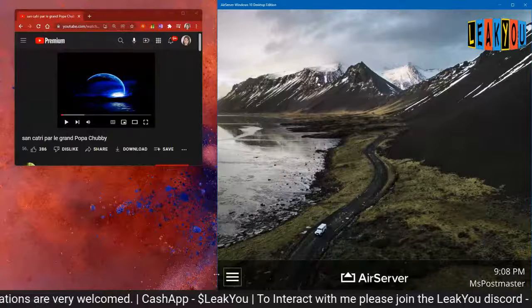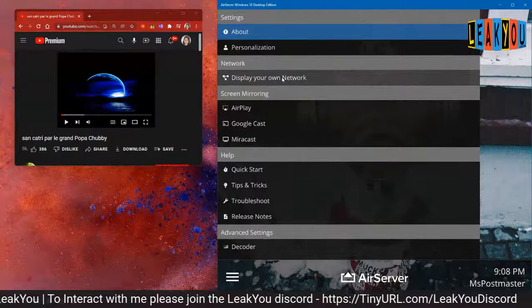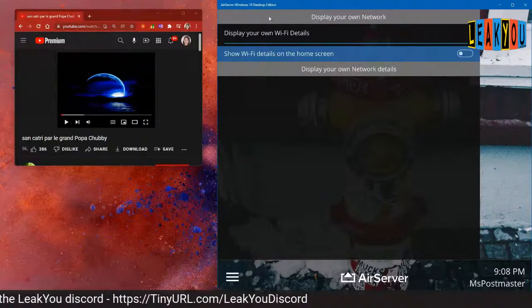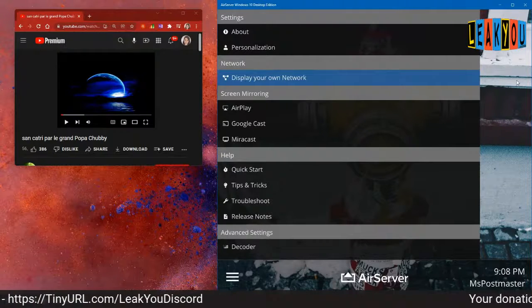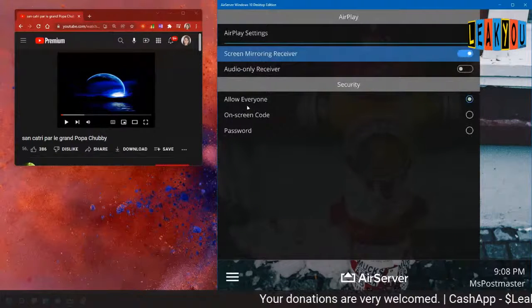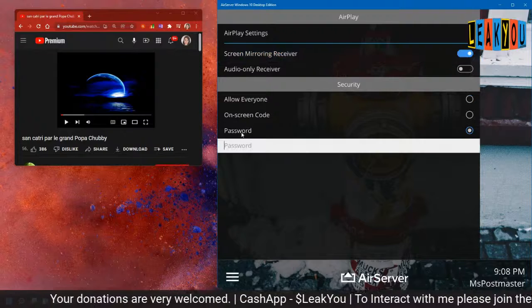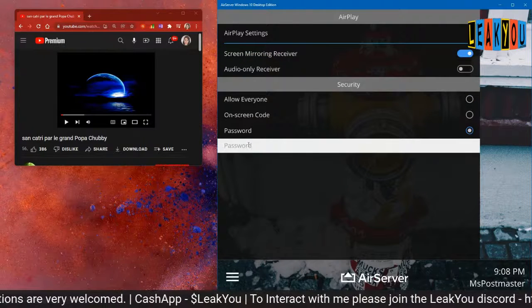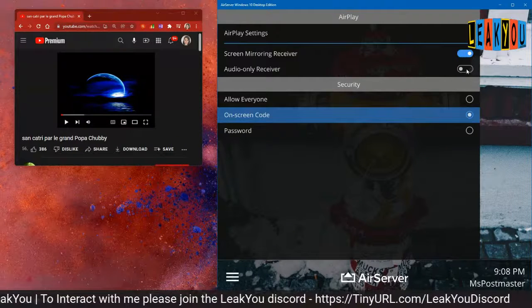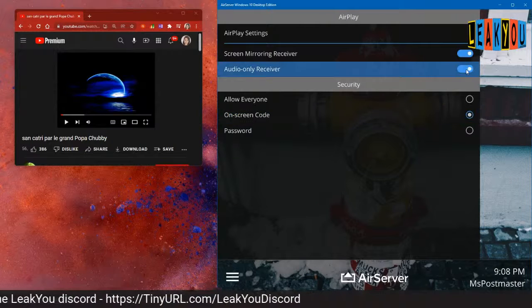Hold on a second. Of course, hold on. One more thing here. AirPlay. Screen code, password. Screen code. Audio only receiver.